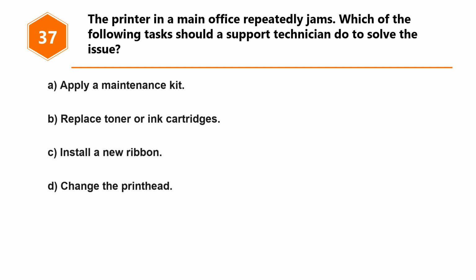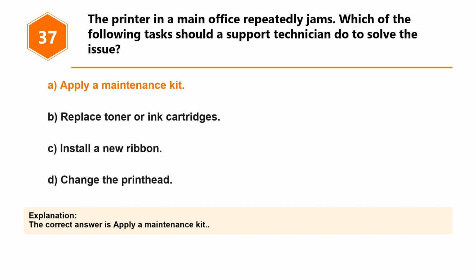Question 37. The printer in a main office repeatedly jams. Which of the following tasks should a support technician do to solve the issue? Option A, apply a maintenance kit. Option B, replace toner or ink cartridges. Option C, install a new ribbon. Option D, change the print head. The correct answer is option A, apply a maintenance kit.